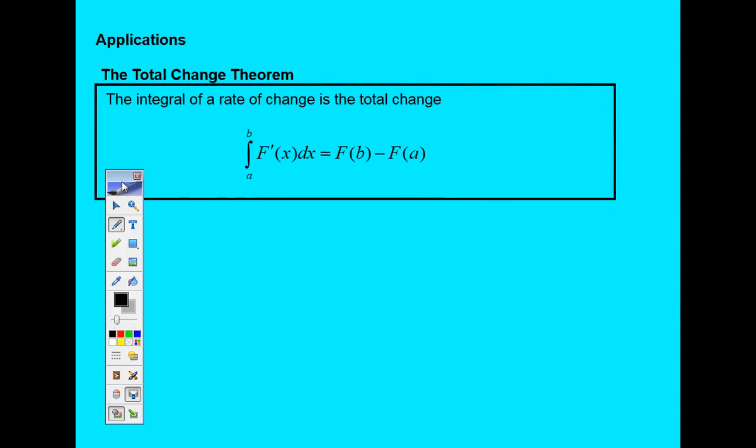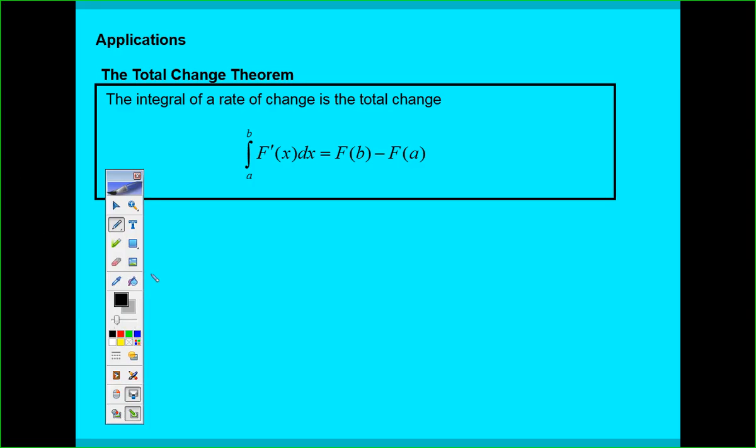Total change theorem. Now the total change theorem is when we're looking at taking the antiderivative of a rate of change. This will give us the total change. For instance, if we were looking at a velocity function, a velocity function represents a rate of change. We know the velocity is the derivative or the rate of change of the position function.